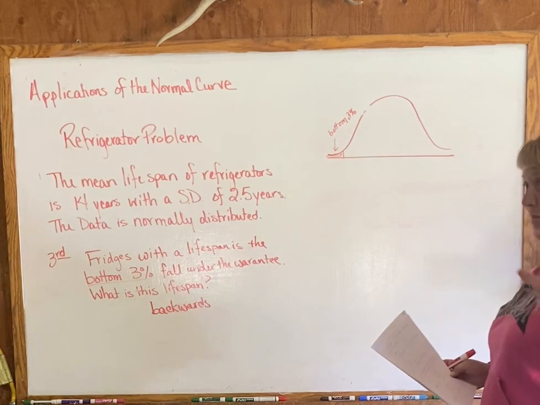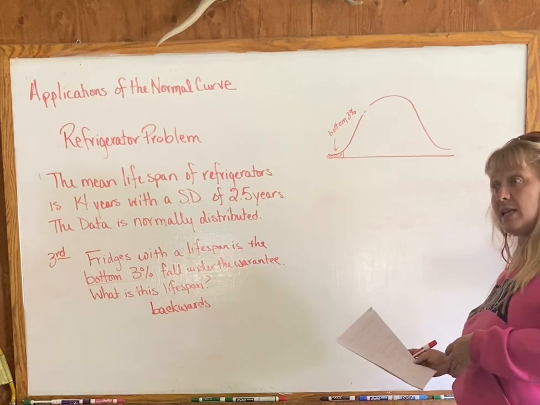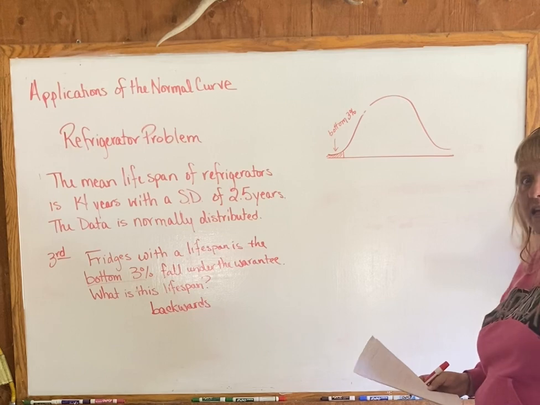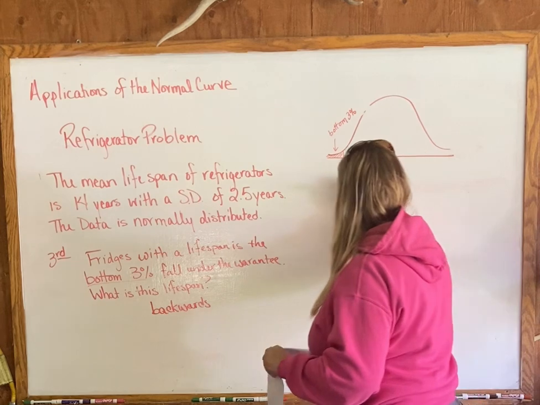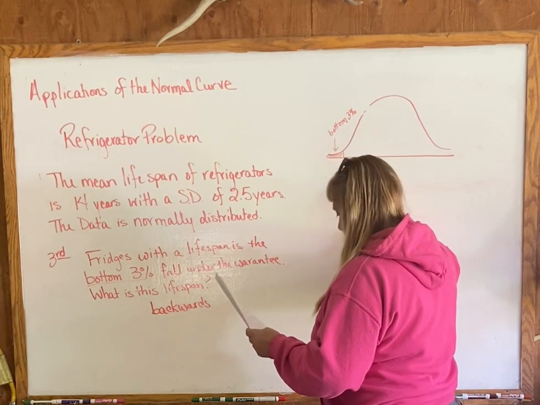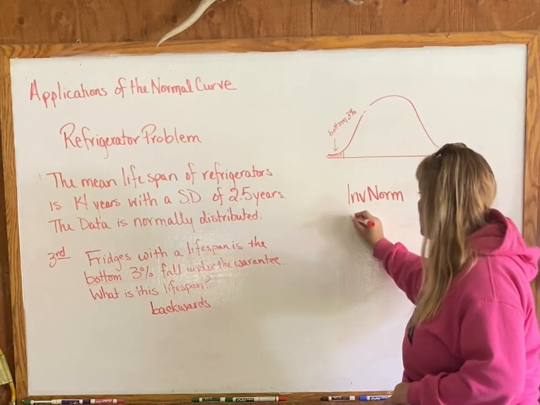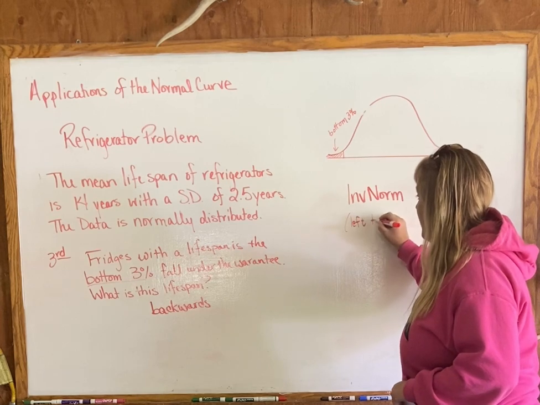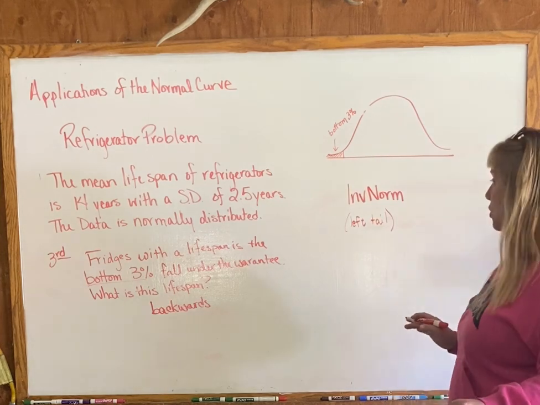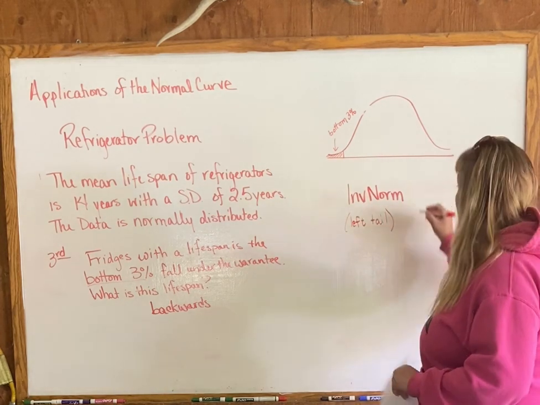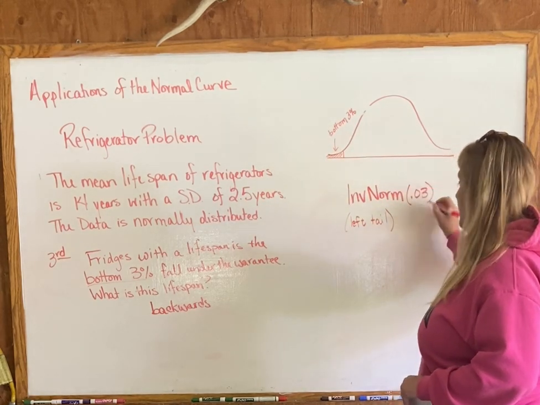Now, if you remember from last time, we can go both ways. You can use the normal CDF to find an area, or the other one that we used from our calculator was the inverse norm. So remember that the inverse norm calculation always gives you a left tail. Now the nice thing about this is, don't we have a left tail? Isn't that a left tail? So we're perfect. All we have to do is go inverse norm, and then don't use 3, put it into decimal form, 0.03.